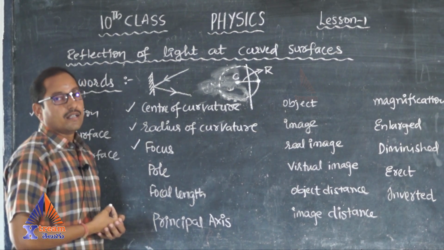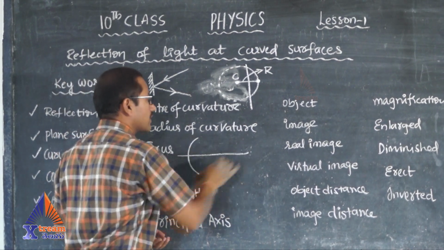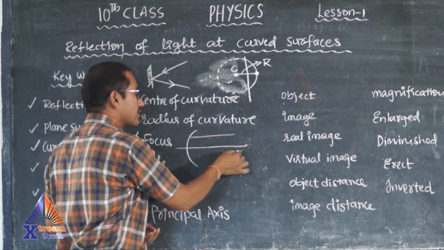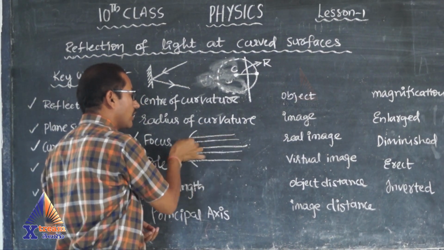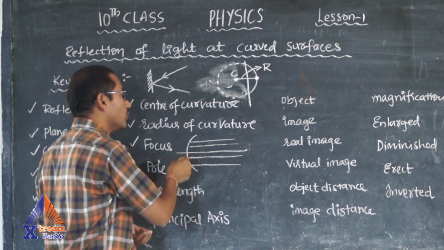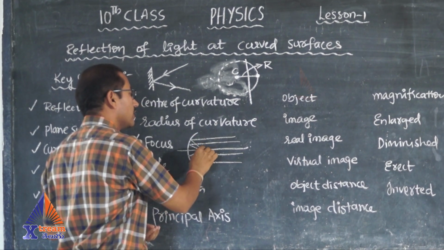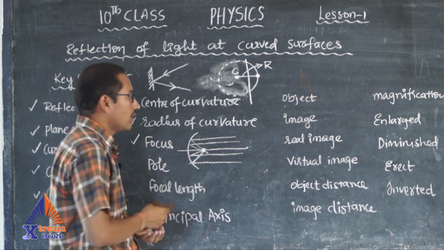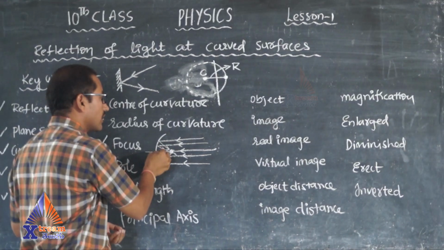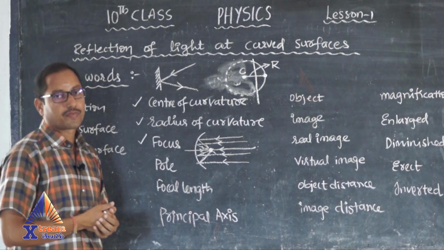Let us understand the word focus. When a curved surface is considered and all the paraxial rays are allowed to fall on the curved spherical mirror, that too a concave mirror, then they will be reflected to a single point. All the paraxial rays are going to be reflected to a single point. That point is called the focus.